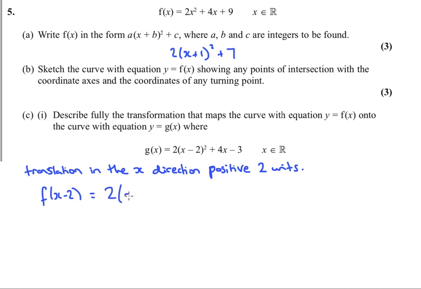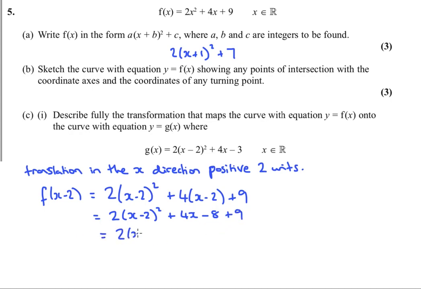So it will be 2 lots of x minus 2 squared, which we want, that's important, plus 4 lots of x minus 2, plus the 9. And now, as I said before, they must have expanded this and incorporated the 9 to get back to that 4x. So that's going to be plus 4x minus 8 and plus 9. Which is going to be plus 1.